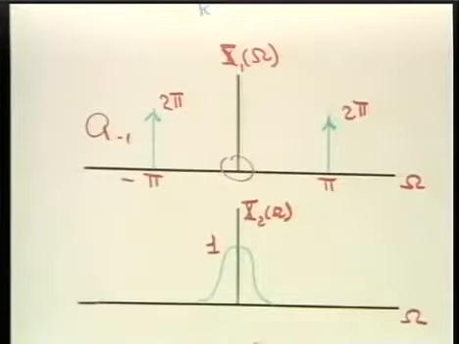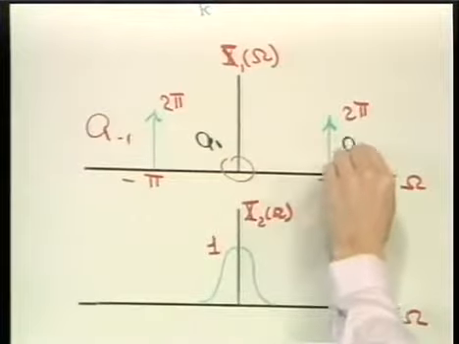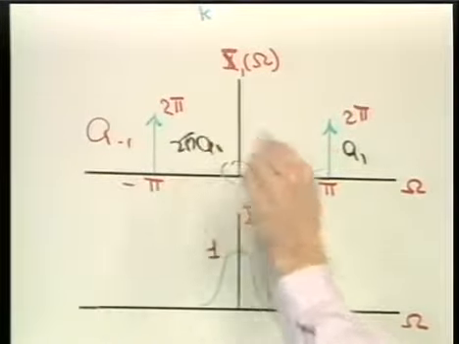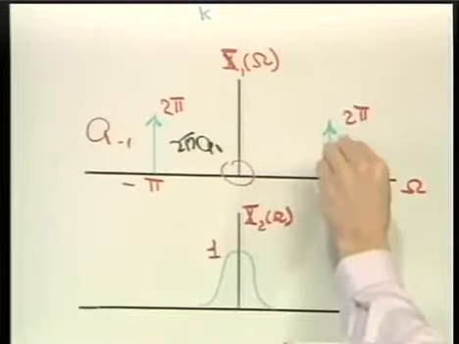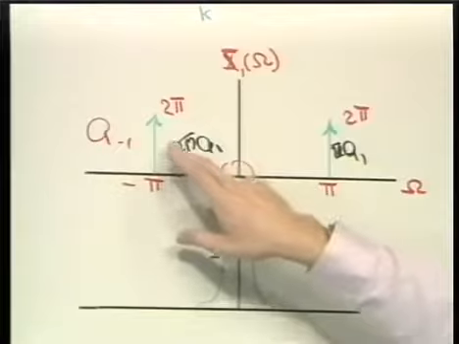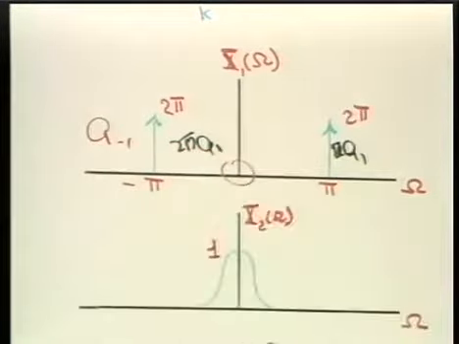So this is the coefficient a0. This is the coefficient a1 with a factor of 2 pi. This is 2 pi times a0 and 2 pi times a1. And then this is simply an indication that it's periodically repeated.